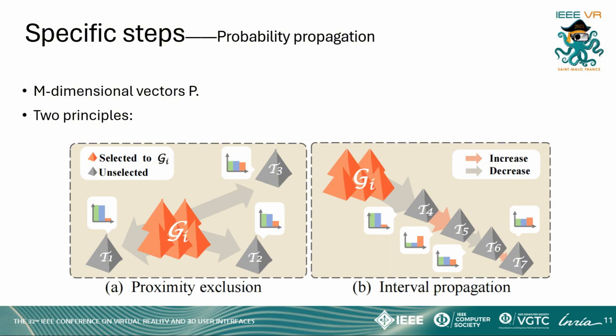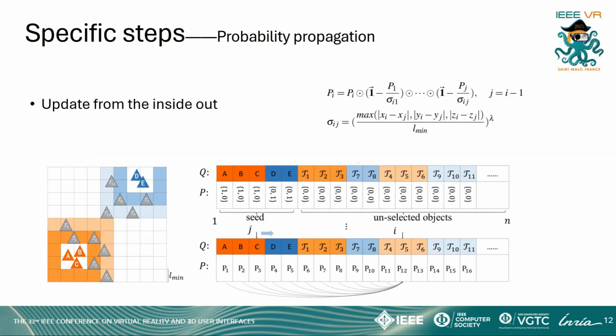Following 2 principles, update the probability vector P for each object around the center of the object that the user has actively grouped. Multiple centers. The probability vector of the outer object is only affected by the probability vector of the inner object.